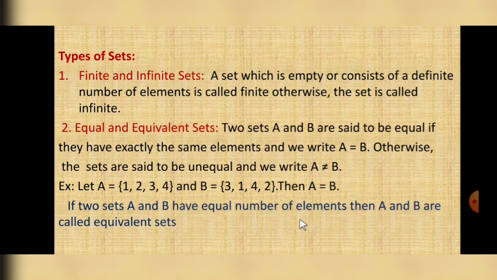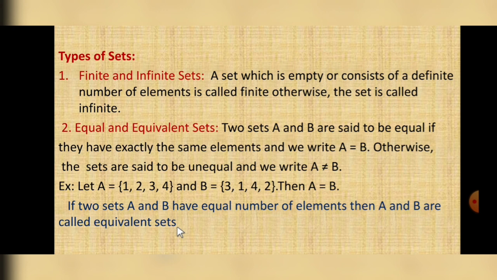Now the next one is equivalent sets. When do we call two sets equivalent? If two sets A and B have an equal number of elements. So students, what is the difference between equal and equivalent? Equal means exactly the same elements in the given two sets. But equivalent means only the number of elements is the same. Then A and B are called equivalent sets, meaning you only have to check the number of elements.